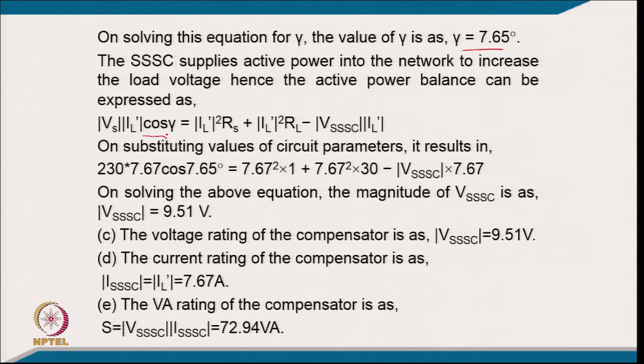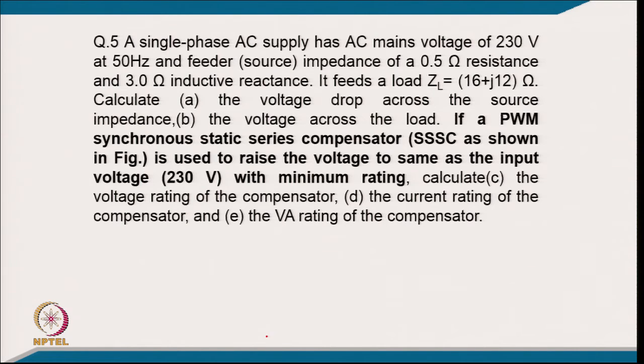So, from this relation of active power on the grid side, we put the loss in the source impedance, then the loss in the load, and then the active power injected into the series compensator. Putting in the values, we get the value of Vsc equal to 9.51 volt, so the voltage rating of the compensator is 9.5 volt and the current rating is 7.6 ampere. So, the VA rating of the compensator will be 72.94 VA.